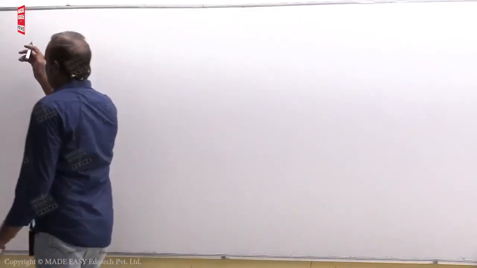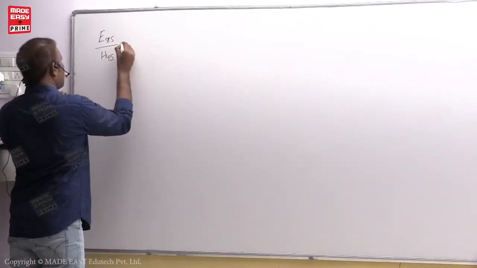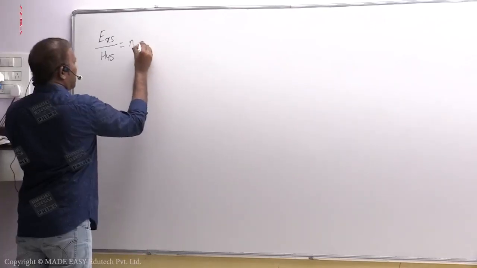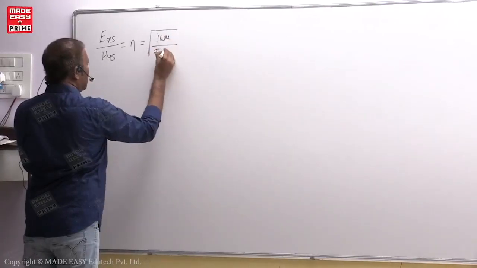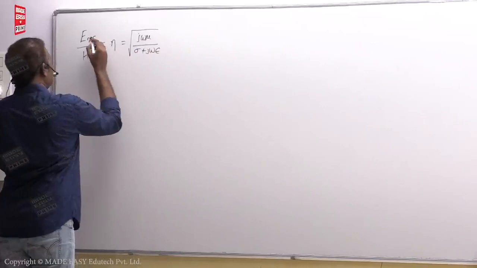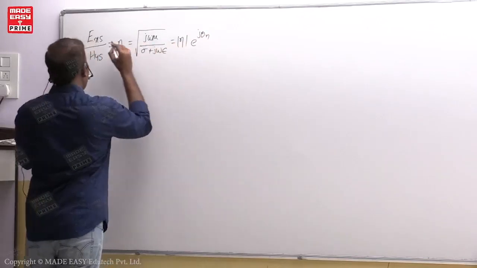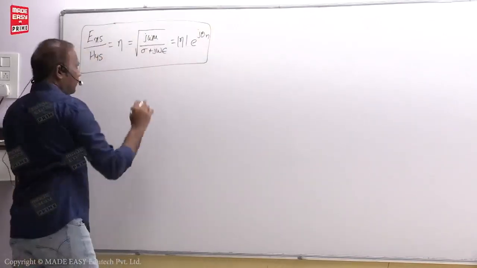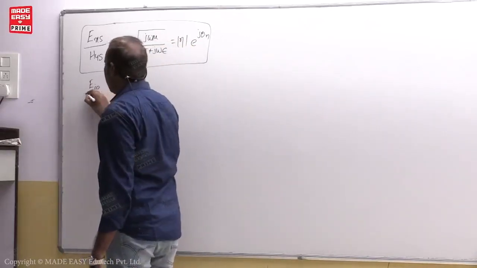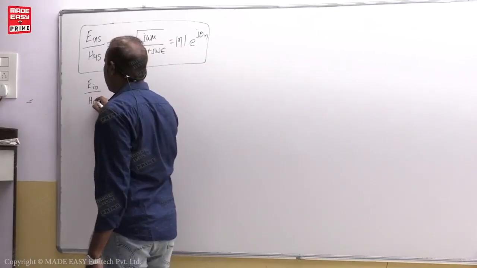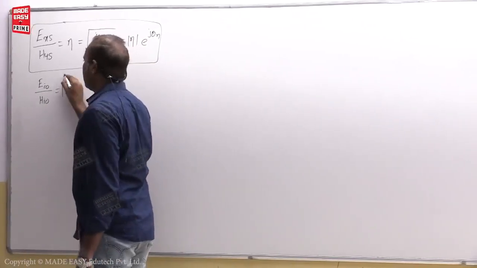So students, here Exs divided by Hys is equal to eta, that is nothing but root of j omega mu divided by sigma plus j omega epsilon. This has magnitude as well as angle because it is a complex number. Now, if you take the initial value of the electric field and the initial value of the magnetic field, that is Hi0, then you get modulus of eta.